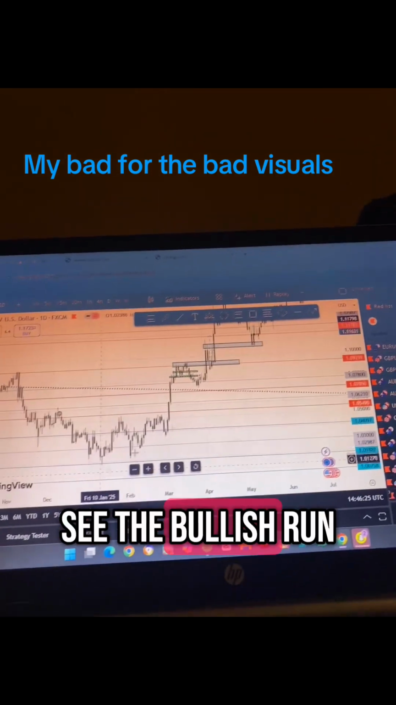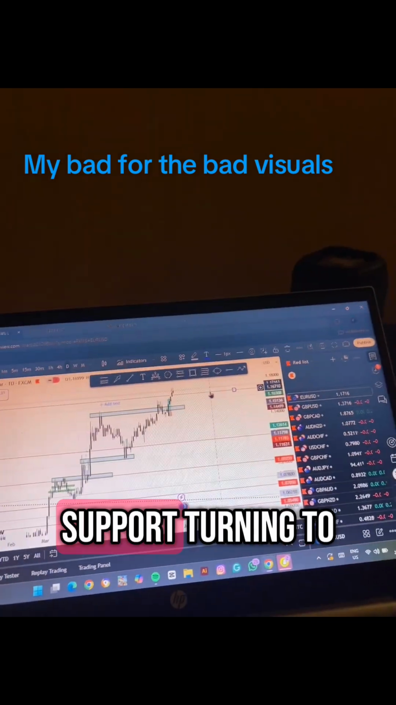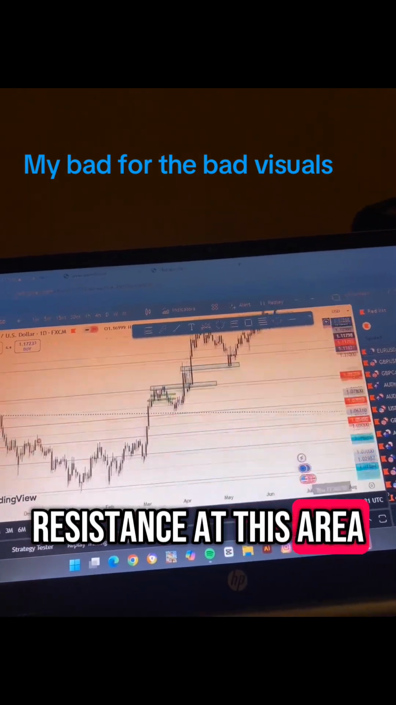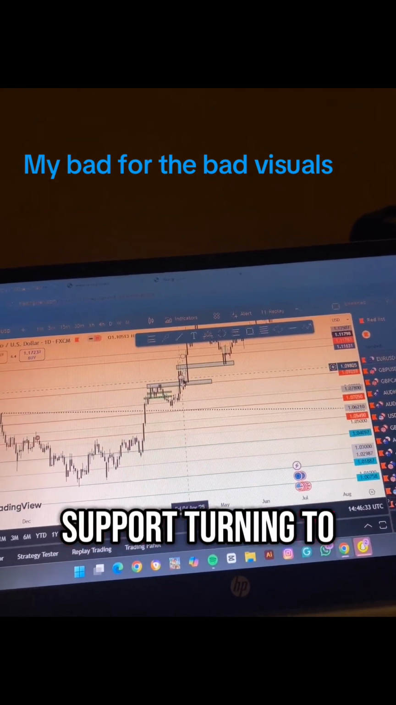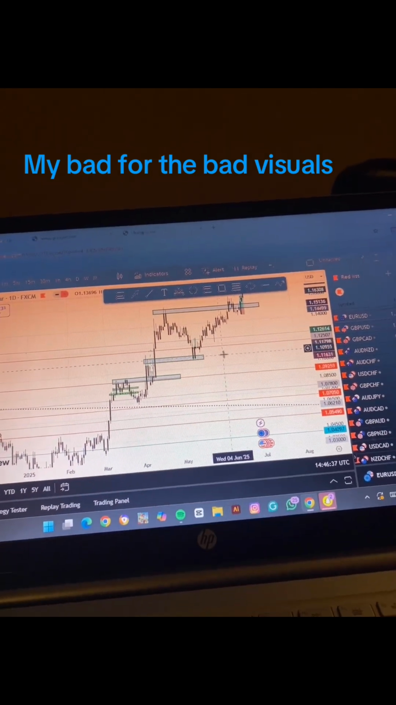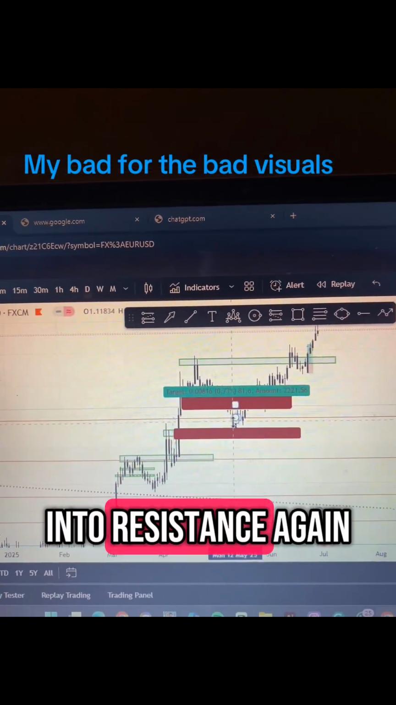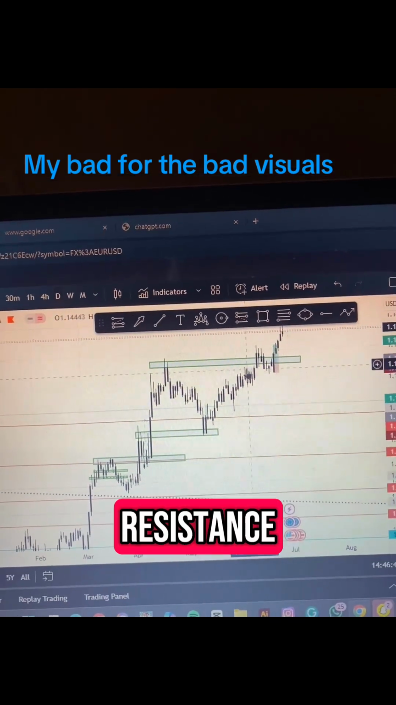Then you can see the bullish run. Then you see support turning into resistance at this area, at key areas. Again, support turning into resistance. Again, support turning into resistance. Again, support turning into resistance.